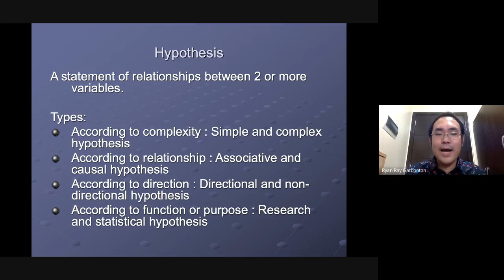And lastly, we can classify our variables based on function or purpose. When we say research variable, this is a variable that is your statement of the relationship between two or more variables. Okay? And also, it can be in a form of statistical hypothesis, which is a statement of equality between variables. Now, statistical hypothesis, as the name would suggest, is useful for deciding after you get your statistical analysis. Now, yung magiging statistician ninyo will use this statistical hypothesis, the null hypothesis, as a basis for decision making in your research.